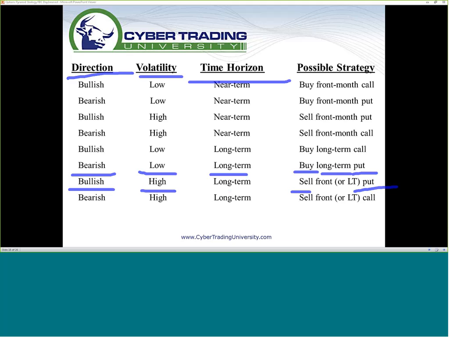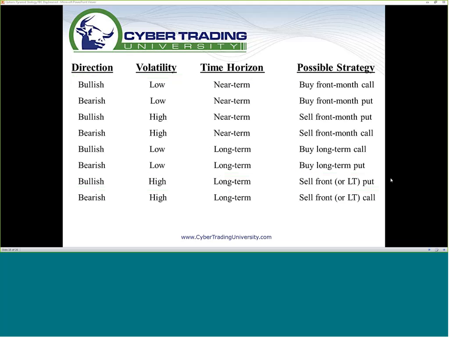And then finally, we're bearish on the stock, high volatility. It means we're going to sell an option because it's high volatility. We're bearish, so we can sell a call. Time horizon-wise, we could sell a long-term or short-term option. I would prefer to sell a short-term call and to do it over and over again.